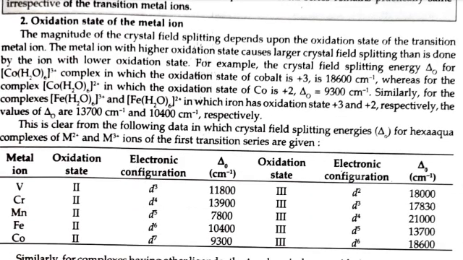Similarly, for the values of delta naught are 13700 cm inverse and 10400 cm inverse respectively. This is clear from the following data, in which the crystal field splitting energy for hexa-aqua complexes of Mn2+ and Mn3+ ions are given.